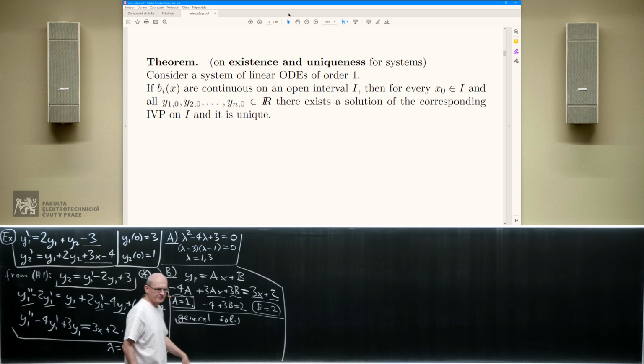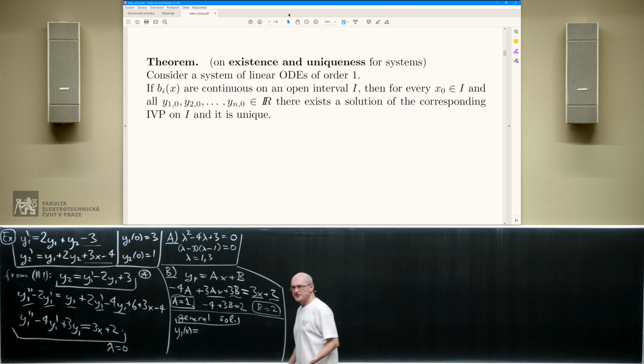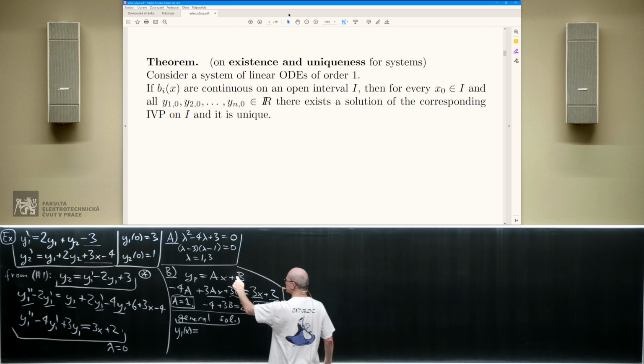Okay, y1. Where is y1? Here. y1(x). Structural theory says you should put together your particular solution and your homogeneous solution. The particular solution: a is 1, b is 2, x plus 2.